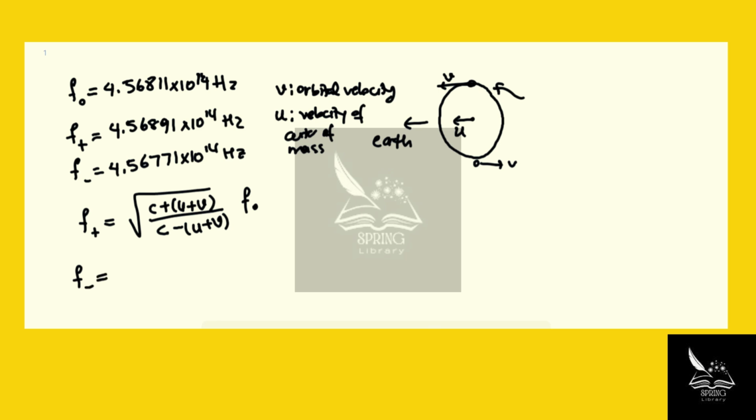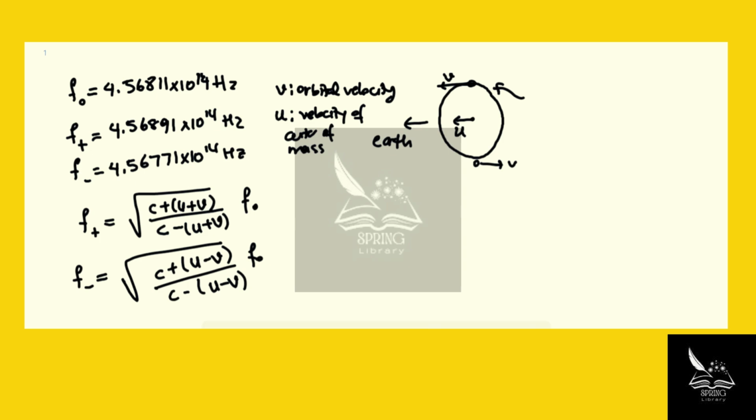Now, if we do the same for the second star, the only difference is going to be now the direction of these two velocities, U and V, are opposite. So it's still, though we're assuming that it's approaching the Earth, what we're going to have here is U minus V this time. C minus U minus V, F naught, right?